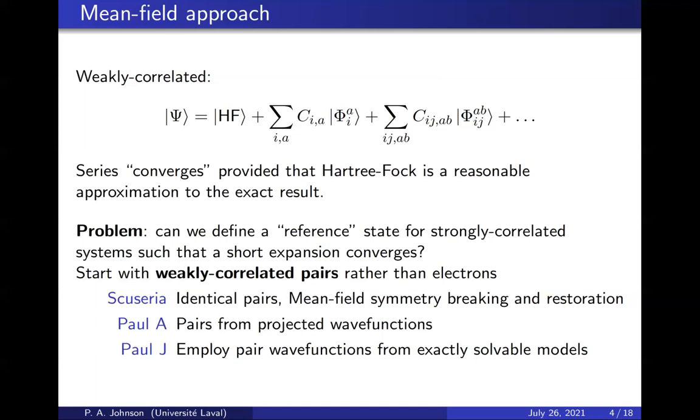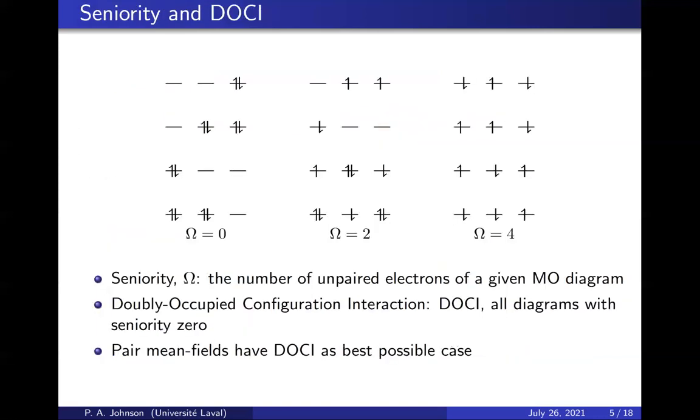So all of us are thinking in terms of pairs of electrons rather than individual electrons, and this leads to wave functions that we can deal with and are better for some strongly correlated systems. Not all strongly correlated systems, for the reasons we mentioned just a second ago. In particular, they are better for systems that have seniority 0. So seniority, we can say, is the number of unpaired electrons in any given Slater determinant or MO diagram.